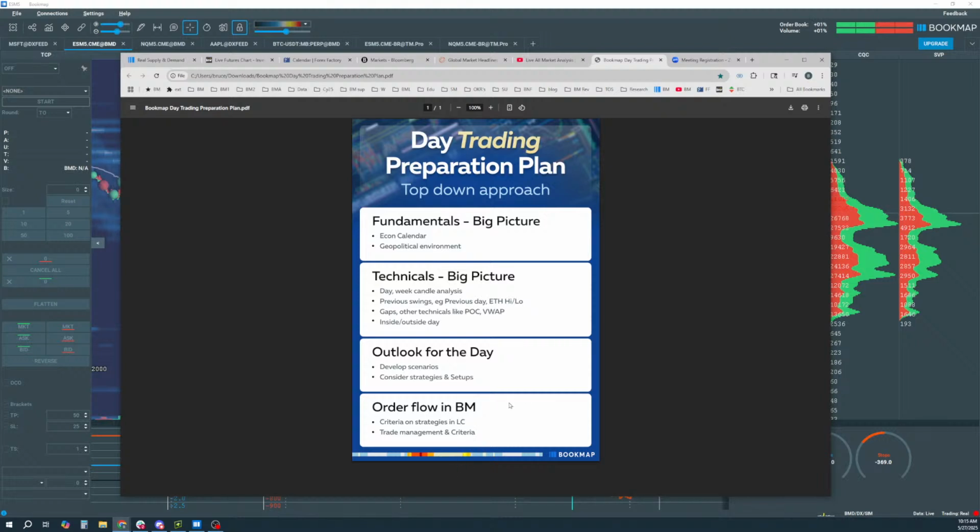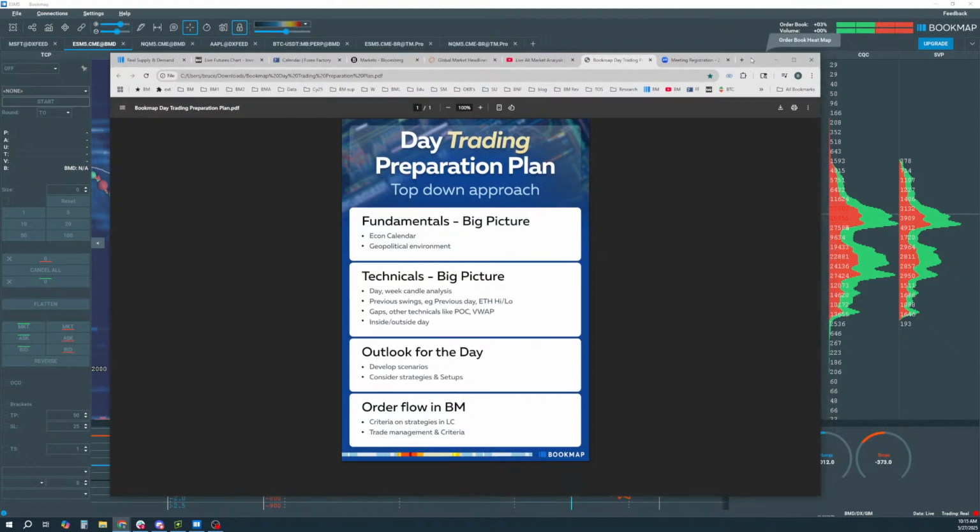Okay, and this is where the Bookmap Academy comes in. We're looking for the order flow within Bookmap. And then we get into the trade management and criteria for that as well. So for example, if we're going to all-time highs and we're getting a breakout and it's on strong volume, then our trade management is going to be different. We may just put a trailing stop and a target way above at some big figure, or maybe even not have a target. Just a trailing stop and that's it.